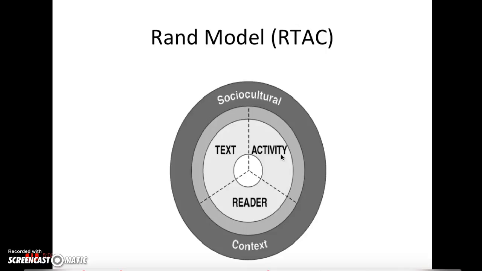Activity is the actual task of interacting with that text, right? It's what the reader is doing with the text, the purpose, the way in which they're reading, what they do with the reading. All of those things play into the activity piece. And then the context is the setting or environment in which it takes place. School, home, the particular beliefs and practices of that setting as well.